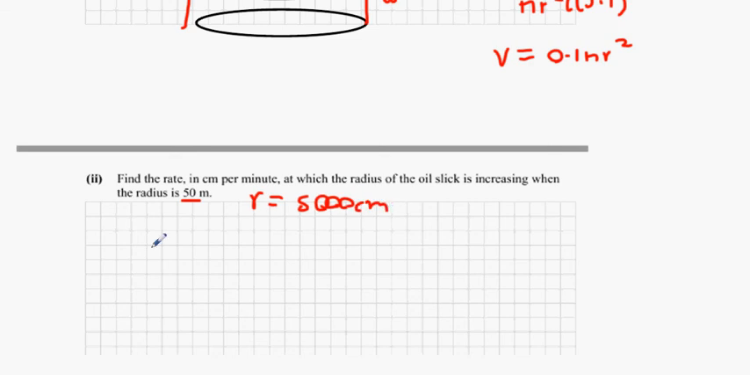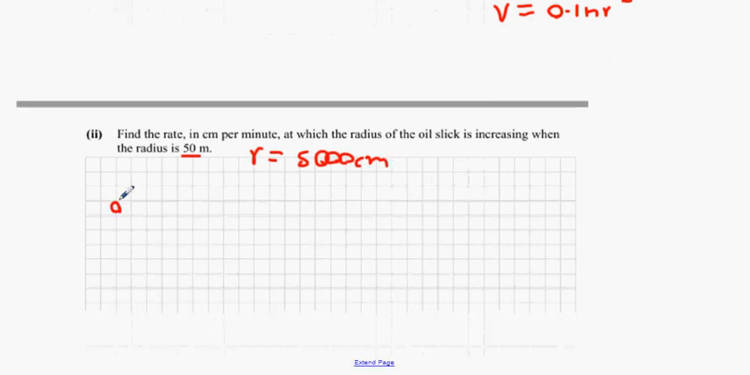It's asked me for a rate, so the rate is dr dt. We have to find out what dr dt is. But remember the chain rule, which we've covered already in our summer test. We have to think of two other things. I can do dV dt, but then I need dr dt.